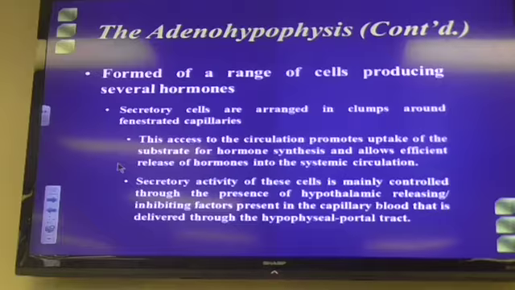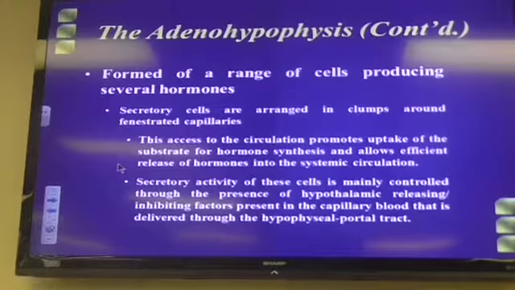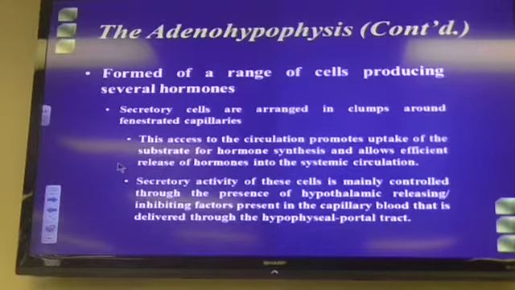But the only way you can tell what they secrete is to do immunohistochemical staining for that particular hormone that you're interested in. Okay? Now, they are, as we said, secretory cells. They're in clumps around fenestrated capillaries. What's the purpose of having fenestrated capillaries? Would you want to wait till that hormone trudges through an intact membrane to get into the blood, or would you rather have little holes that it can go through? And that's why we have the fenestrated capillary.